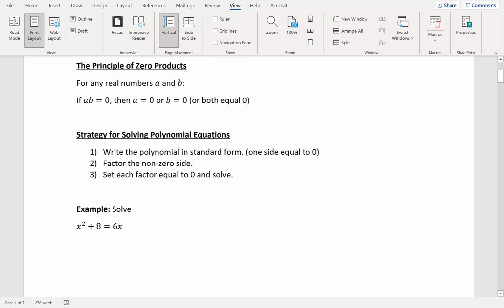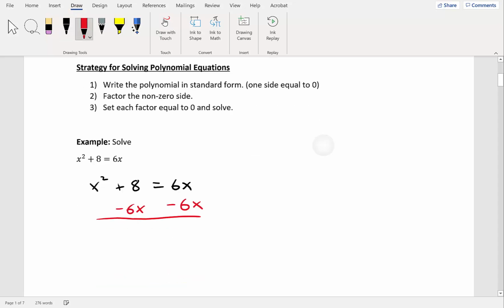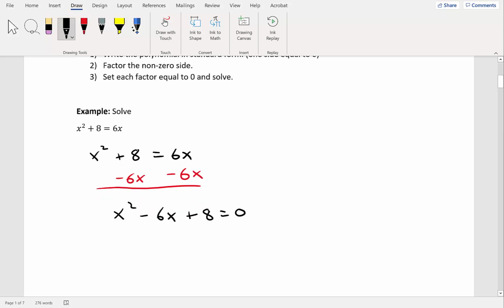So we have x squared plus 8 is equal to 6x. Well, our first step, let's get one side equal to 0. So let's subtract 6x from both sides. We get x squared minus 6x plus 8 is equal to 0. That's step 1. Step 2, we want to factor.